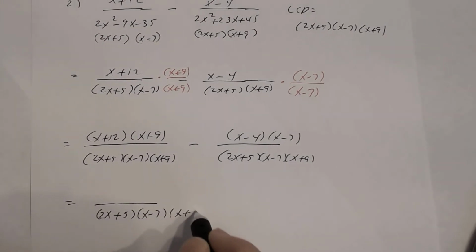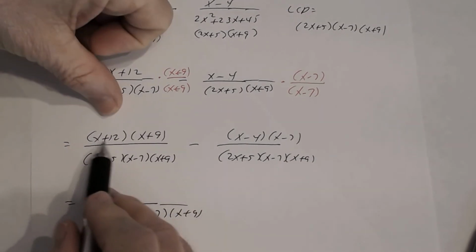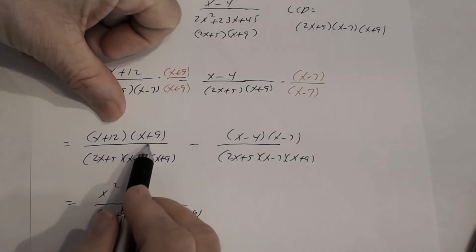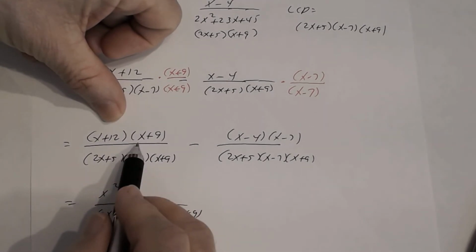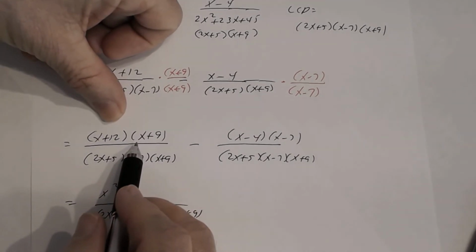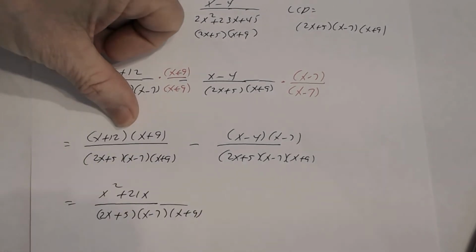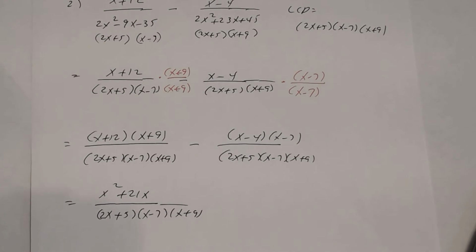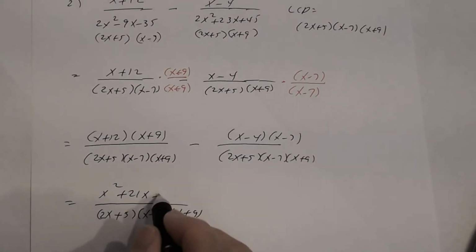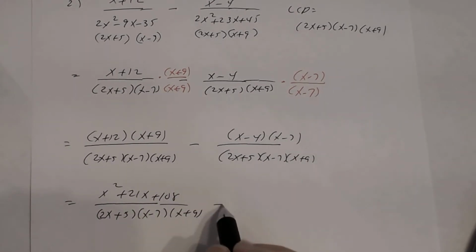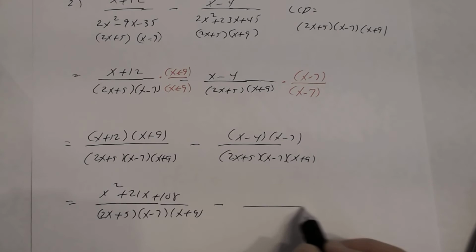And the numerator then, when I FOIL, will be x times x is x squared. The outer is 9x. The inner is 12x. And when I add them up, I get 21x, right? And then 12 times 9, if you're not sure, just use your calculator, should give you 108. Okay, now subtract, and let's talk about this one now.